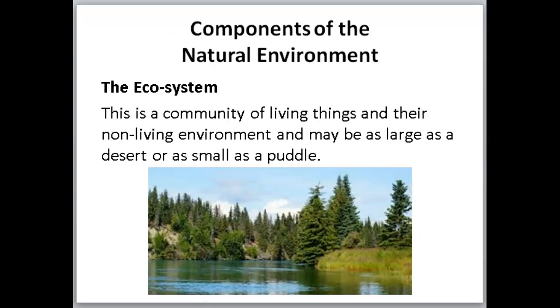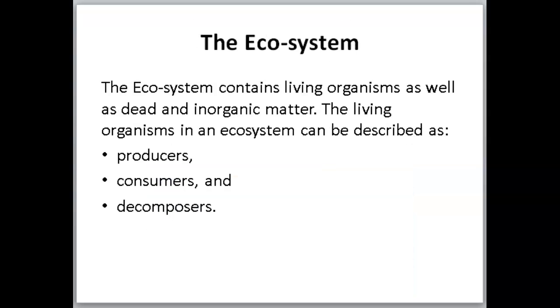Let's look at the ecosystem. The ecosystem is pretty much a component of the natural environment. This system is a community of living things and their non-living environment, and may be as large as a desert or as small as a puddle. Now, the ecosystem contains living organisms as well as dead and inorganic matter. The living organisms in an ecosystem can be described as producers, consumers, and decomposers.